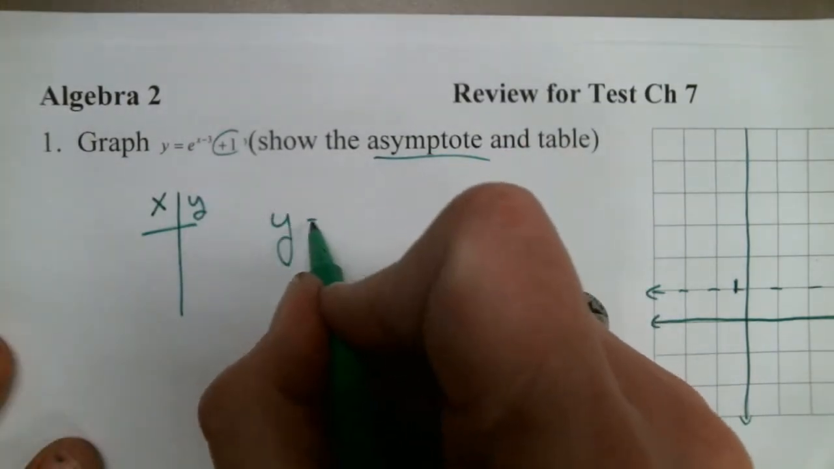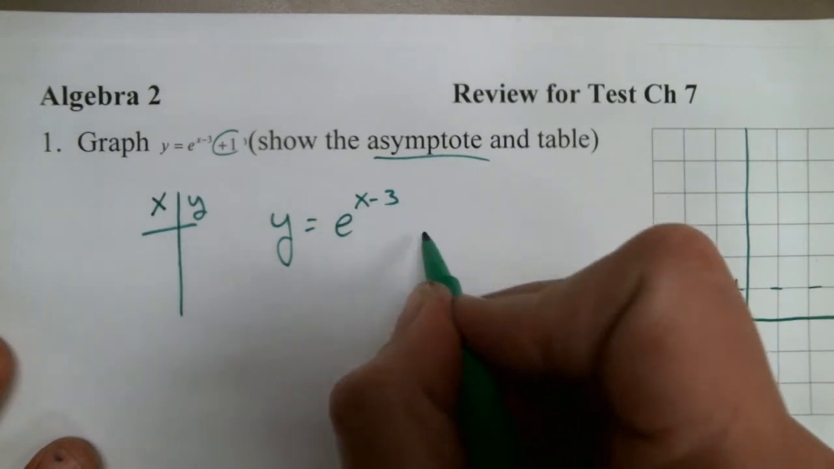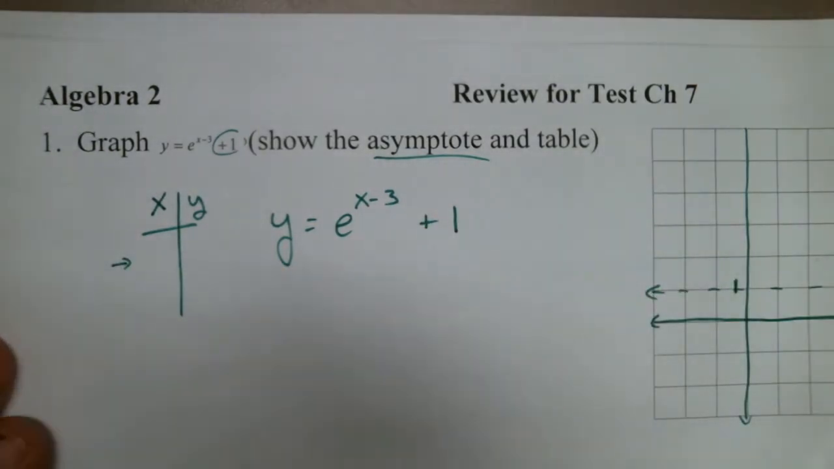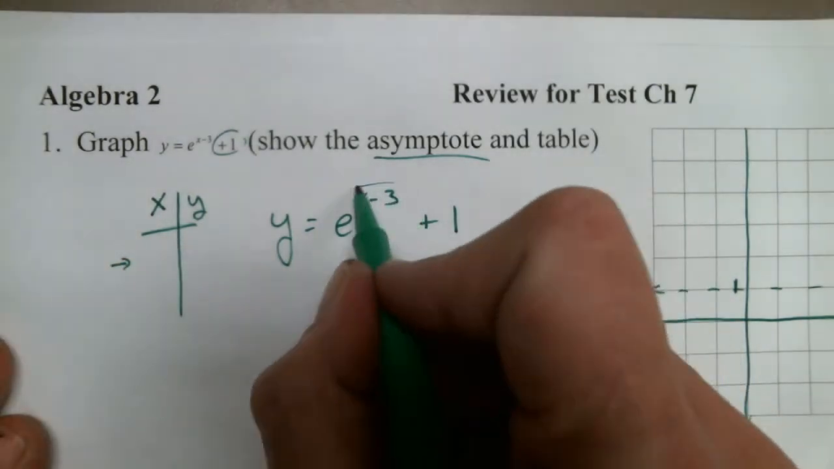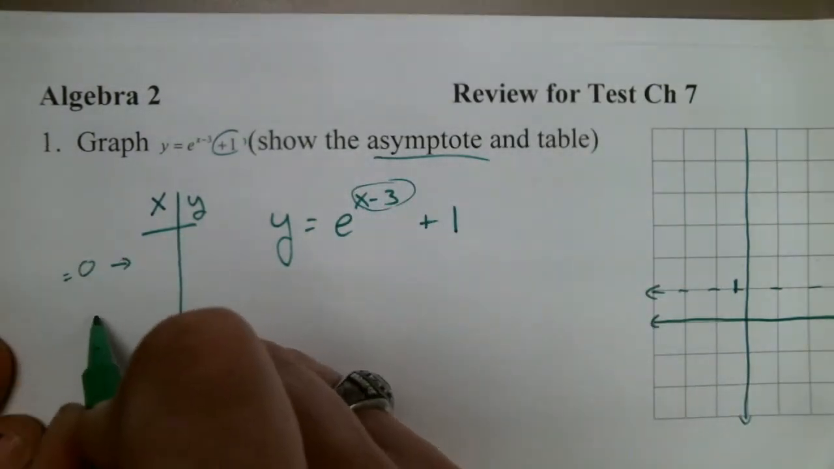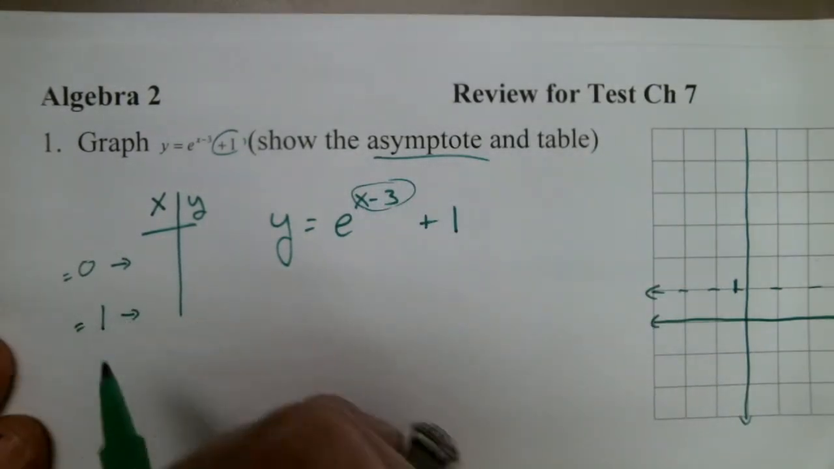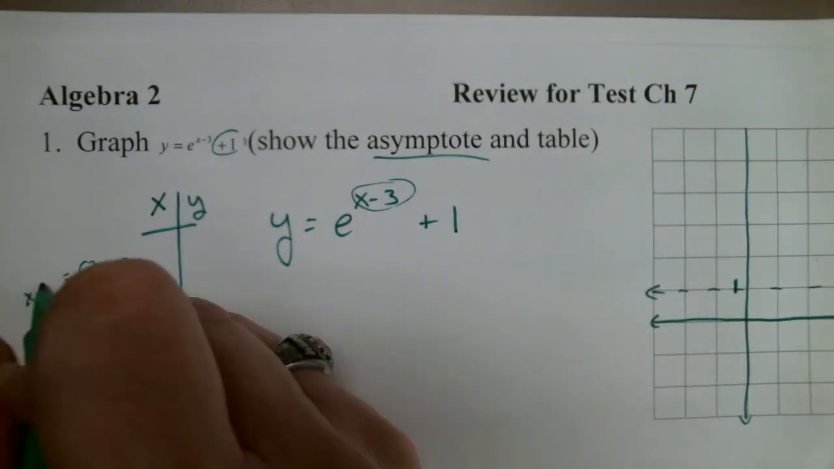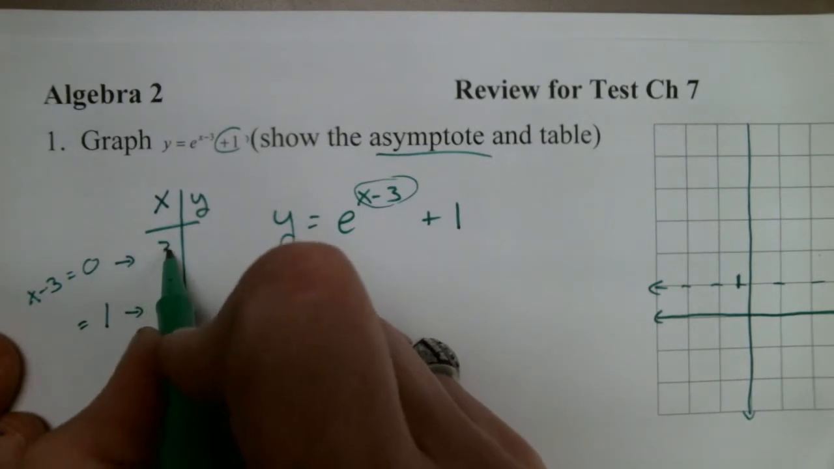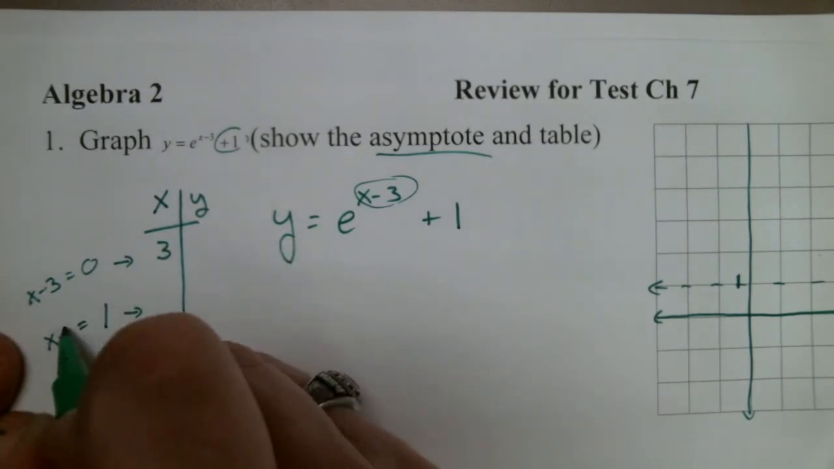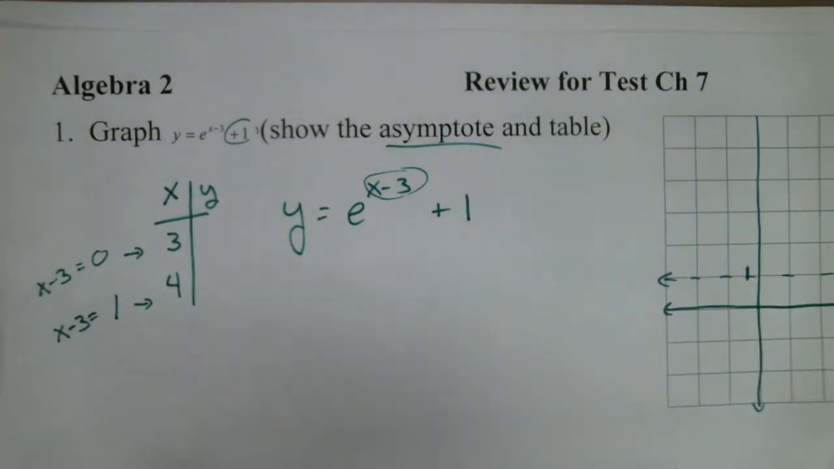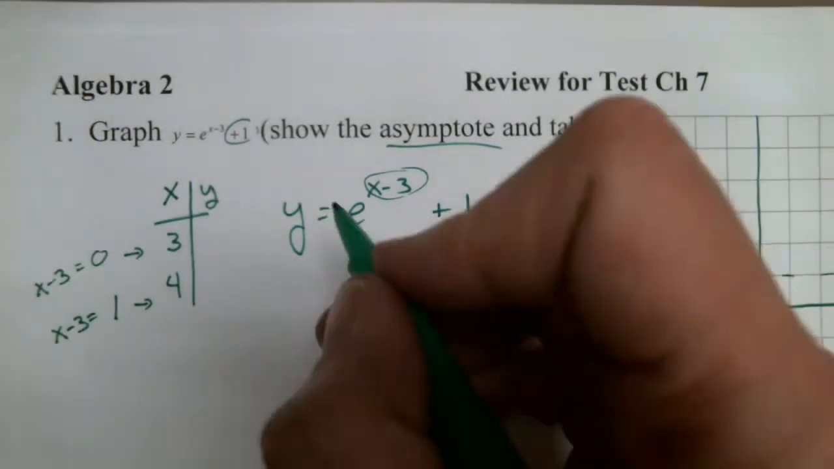Now, because the equation is y equals e to the x minus 3 plus 1, the values we want to pick for x, we want the exponent to equal 0, and we want the exponent to equal 1 to make these nice numbers. Well, for x minus 3 to equal 0, x would have to be 3. And for x minus 3 to equal 1, x would have to be 4. So those are the two values we're going to put into the equation.